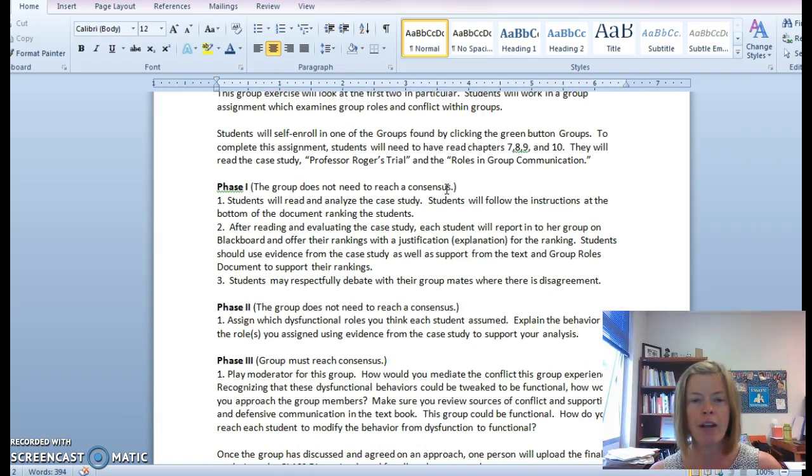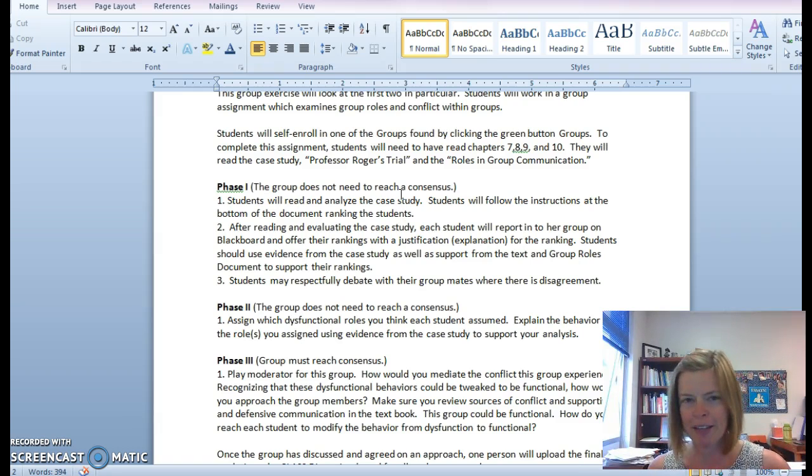So phase 1. You'll notice the first thing I have here is the group does not need to reach consensus. You're going to read a case study. It is a one-page case study. But after, I want students to keep referring back to that case study. So it's important you know it like the back of your hand when it comes time for you to get online discussing with your group mates. You're going to evaluate which student is most responsible. There is no tie, right? Sometimes Donald and Anthony are both equally responsible.